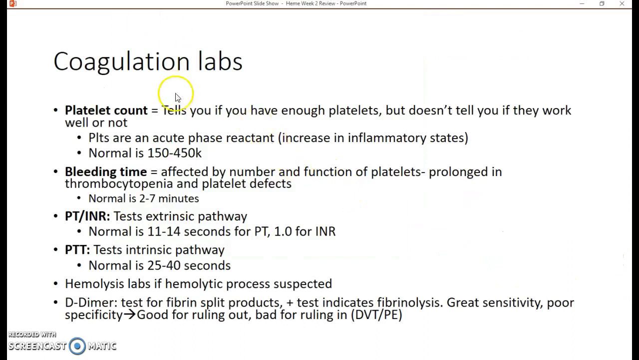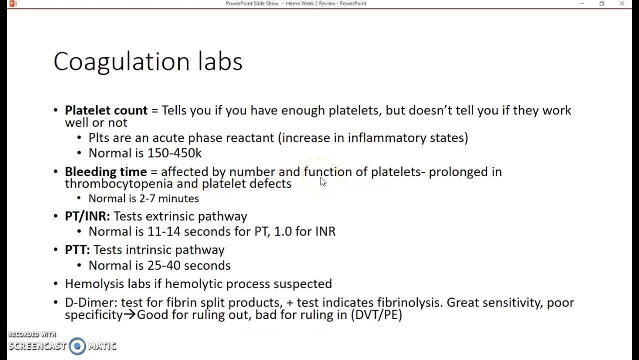Coag labs. So the platelet count, the basics. You want to see if you have either high or low platelets, which we'll also talk about. Remember, platelets can be elevated if you just have some sort of stress, inflammatory, or infection. Normal is 150 to 450. Bleeding time, that's affected by the number and the function.